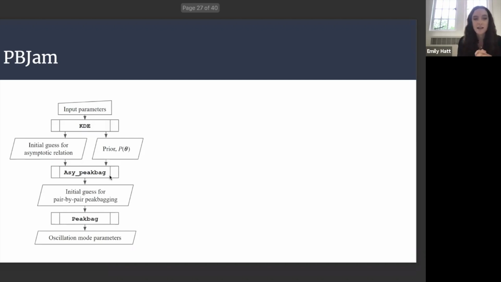And the way it does that is it takes some input parameters. So importantly, it takes estimates of numax and delta nu, which is helpful because we have them from ATROPOS. It uses those to set up an initial guess on where the frequency should be based on the asymptotic relation and a massive prior that's built out of Kepler observations. It then peak bags stars using that asymptotic relation, but then it sort of releases the strong constraints of that and allows frequencies to vary slightly and does pair by pair peak bagging. And it then returns frequencies and other oscillation mode parameters.